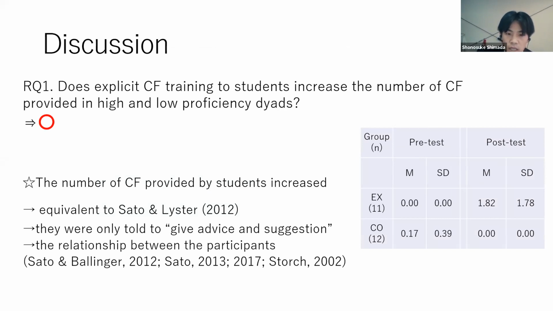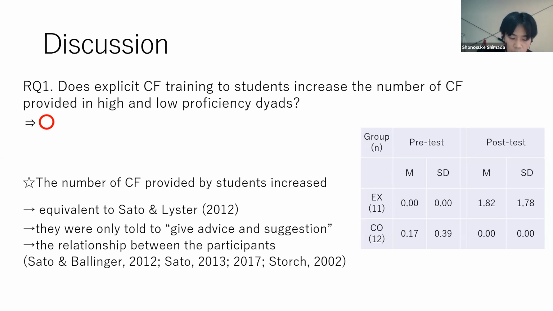At the pretest, they basically gave positive comments or questions such as, I think that was a good story. However, they gave CF at the posttest. This might be because they perceived CF as an effective or feasible tool for advice or suggestion.